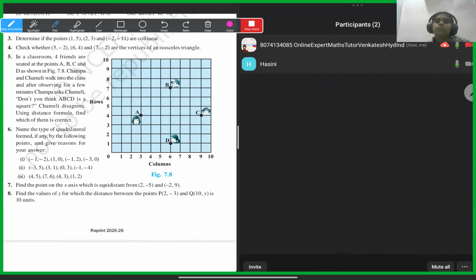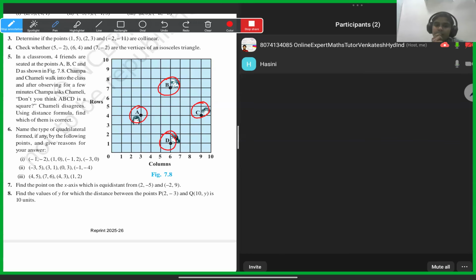Now, Hasni, the fifth one also we will finish. Once you read the question, Hasni, the fifth one: In a classroom, four friends are seated at the points A, B, C, and D, shown in figure 7.8. Champa and Chameli walk into the class after observing for a few minutes. Champa asks Chameli, "Don't you think ABCD is a square?" Chameli disagrees using the distance formula. Find which of them is correct. Yes, Hasni. So here four people are there. We'll first write their coordinates. Those friends' positions are given in the figure.